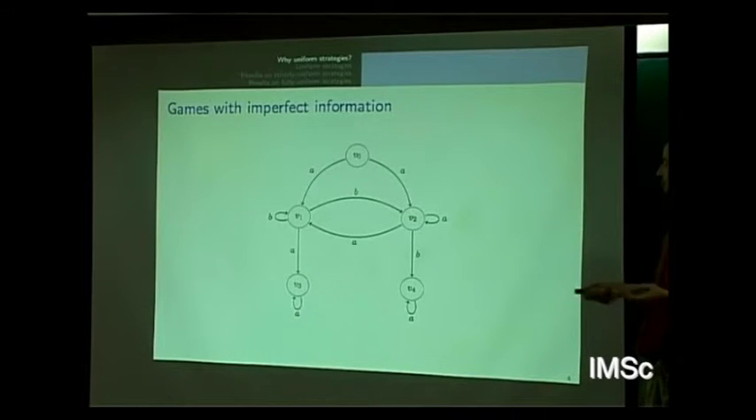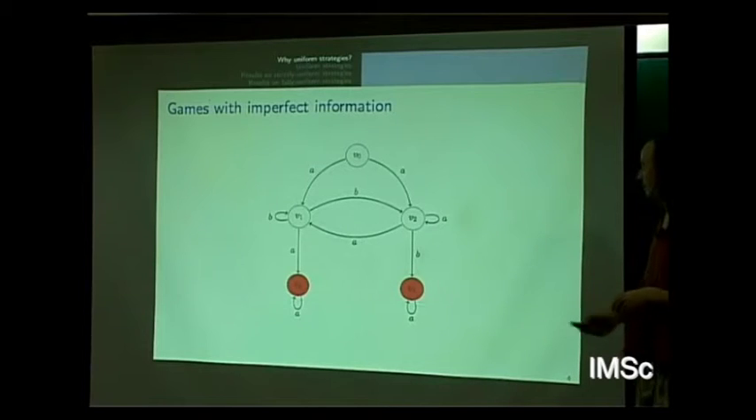Then player 1 will choose an available action. Here he can choose between A or B. Let's say he chooses B, then player 2 can choose between staying in V1 with this loop or going to V2. And now let's say that we consider safety objective. So the red positions are bad positions. And player 1 wants to avoid ever reaching a bad position.